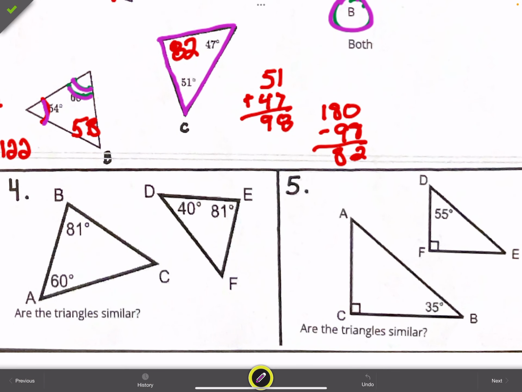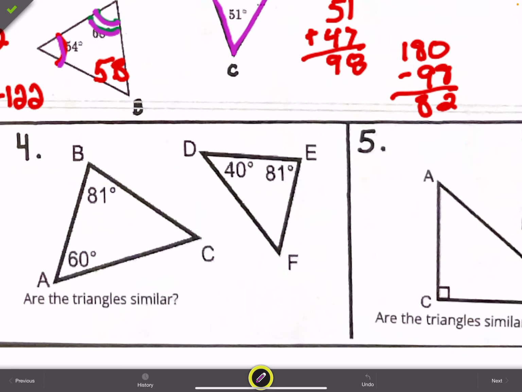All right, so you take a minute, see if you guys can do 4 and 5, pause the video, and then come back and check. All right, so hopefully you paused the video. So let's see what we got.